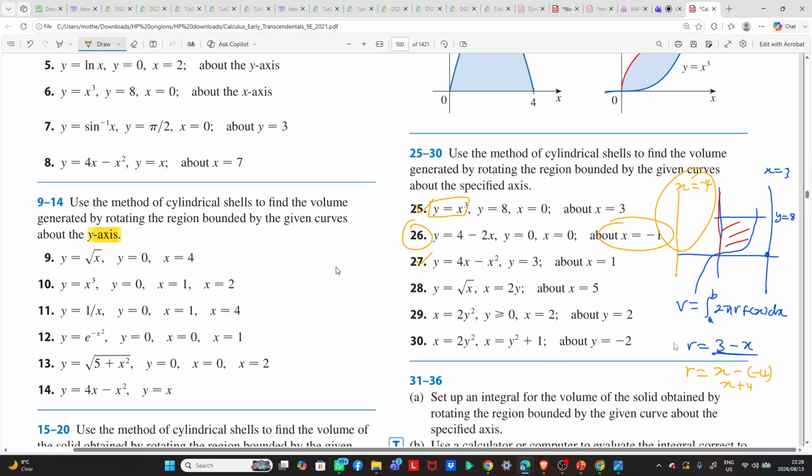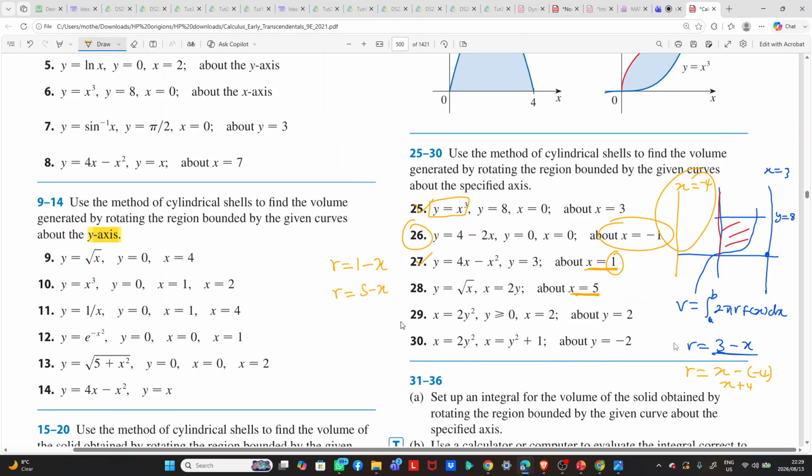So the idea that you apply on 25 is exactly the same as the idea on 27. On 27, what is going to be r? Without even sketching this function, you can tell me what r is. We are rotating about the line x equals 1. So what is going to be r? 1 minus x. What is going to be r for this one? r will be 5 minus x. Okay, so that is what you're going to have.